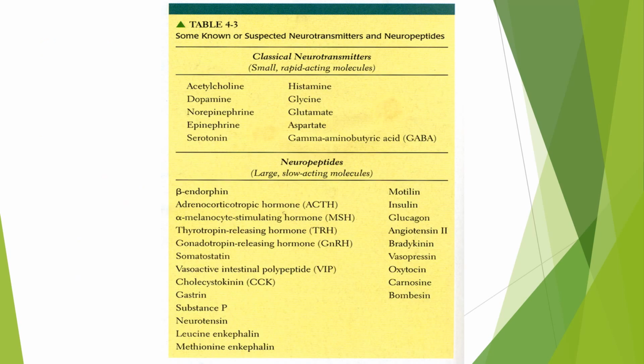So these are the classic neurotransmitters in this table. A big difference between neurotransmitters and neuropeptides is the fact that neurotransmitters tend to be smaller and they act very quickly. And so again, some can be excitatory and some can be inhibitory. Neuropeptides, on the other hand, tend to be larger molecules and they tend to be more slow acting.